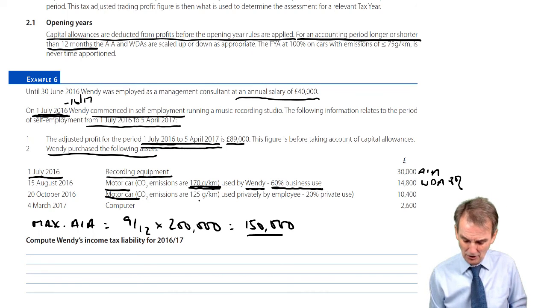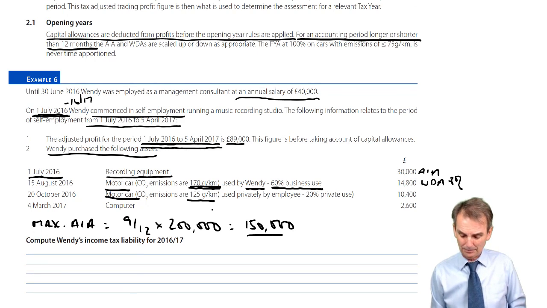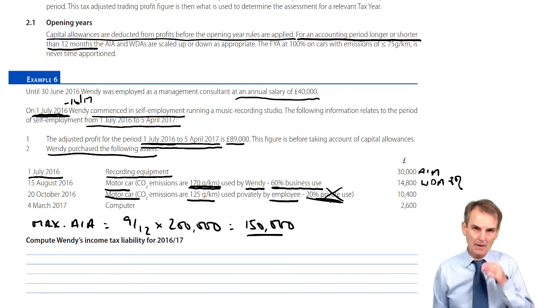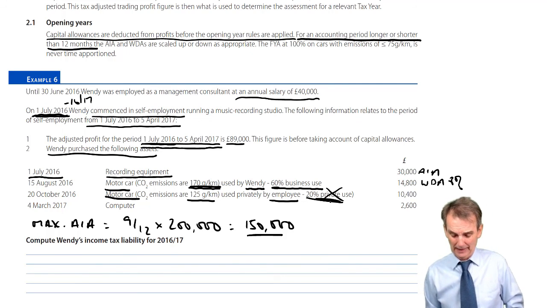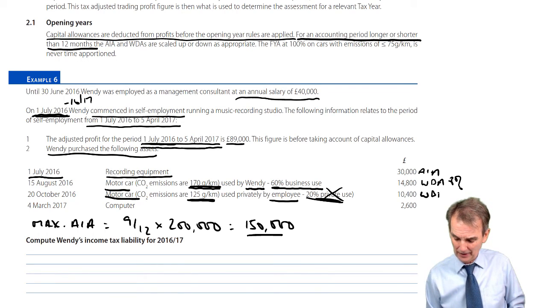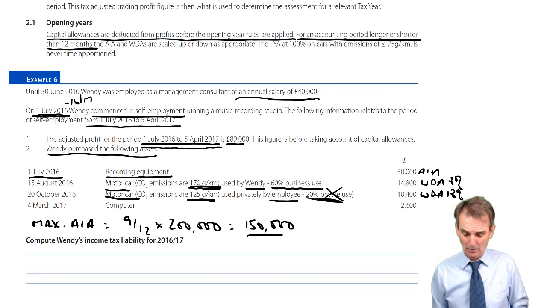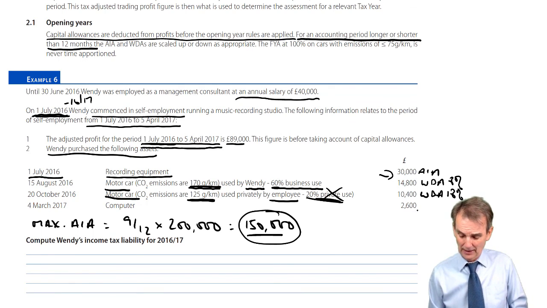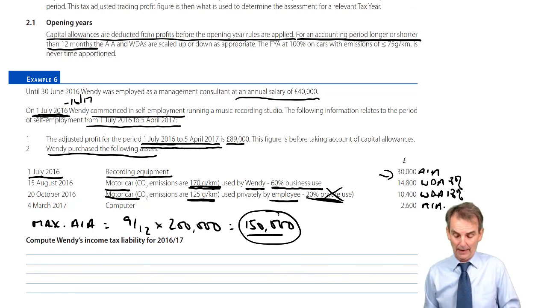Another motor car here with emissions of 125 grams per kilometre, used privately by an employee, then that private use is irrelevant. Private use by an employee, we don't care. Full capital allowances will be available. With CO2 emissions of 125, again it's WDA, and this time it will be 18% writing down allowance that will be available to her. Computer, again, when you see computer equipment, you might think about short life assets, but here, given that you've got £150,000 worth of AIA available, and you've only used 30,000 so far, then on the 2,600, you will make your full 100% claim for AIA.